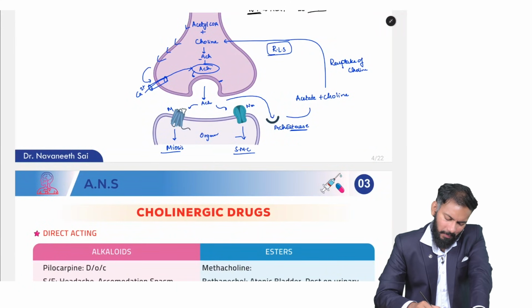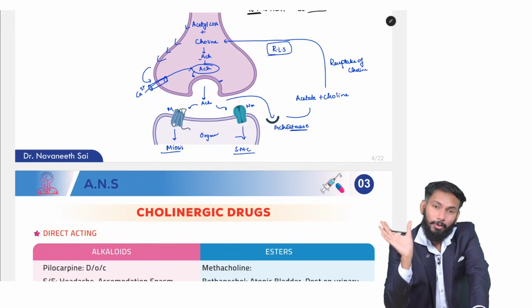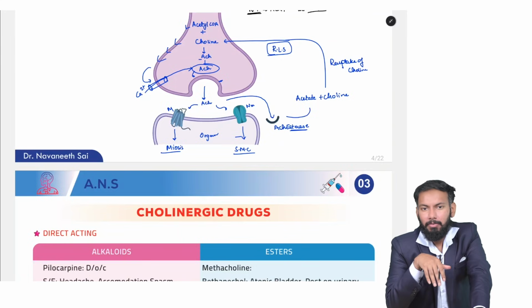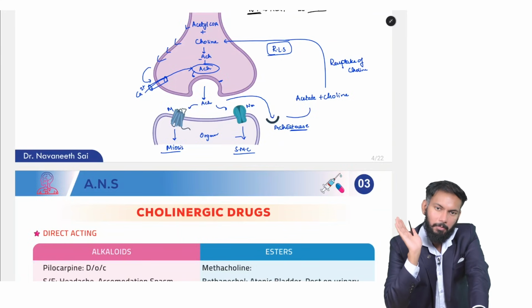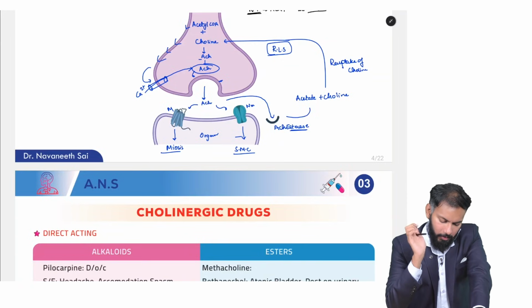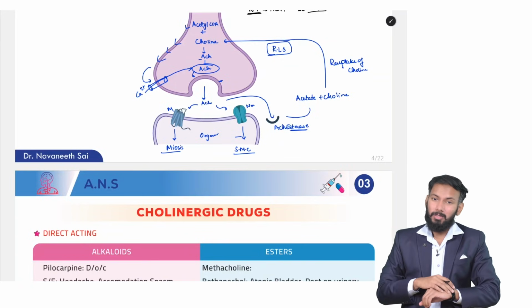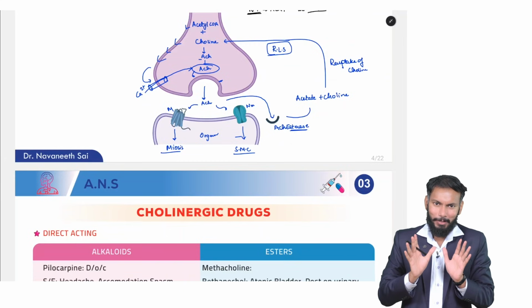Rate limiting step is the main important step. If you activate this step, the reactions will go very fast. If you block this, the reactions will be stopped. That is what is rate limiting step. You must have studied this in biochemistry. Now, why did I tell you so much of this? Let us try to see.